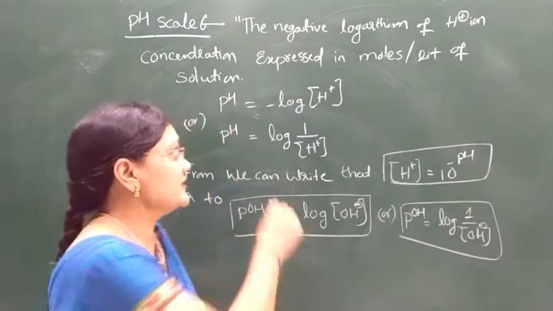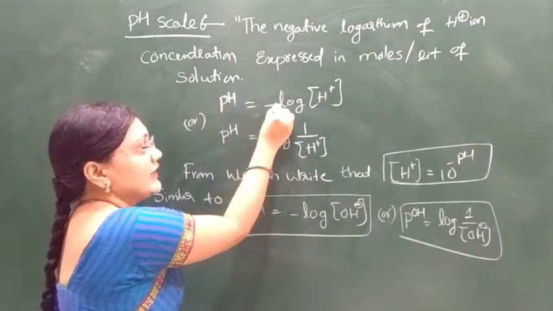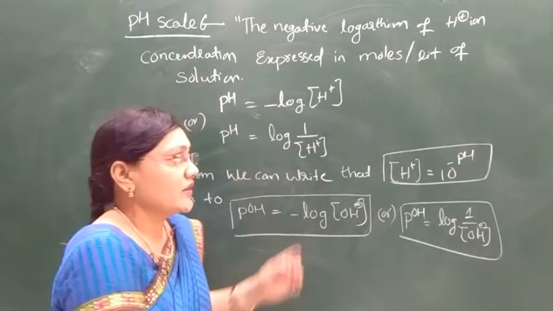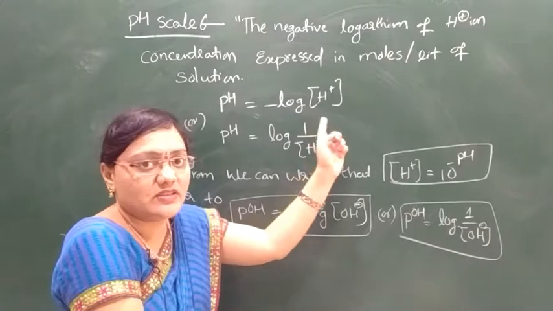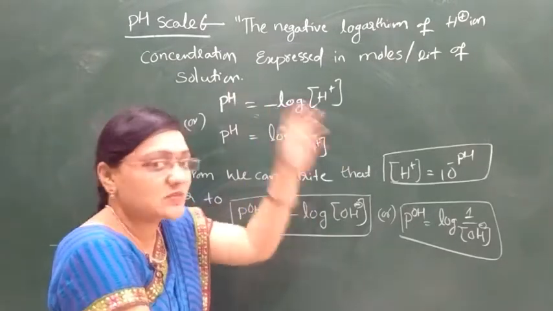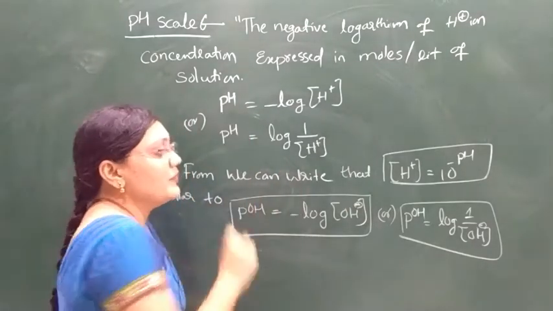Okay, this is the pH. pH is equal to the negative logarithm of the concentration of H plus ions. This square bracket means concentration. The concentration of H plus ions is expressed in moles per liter. That is called the pH.